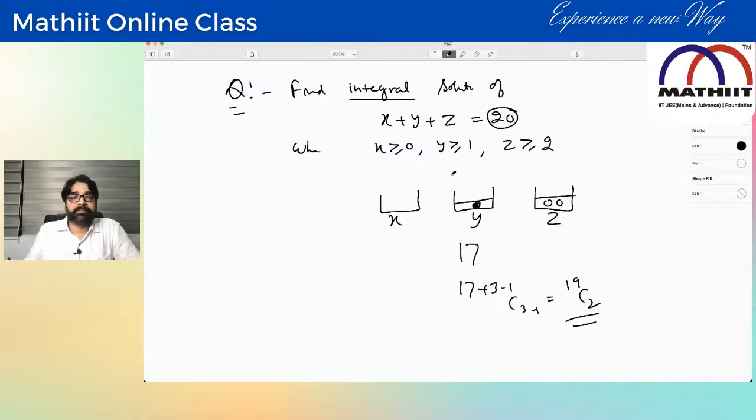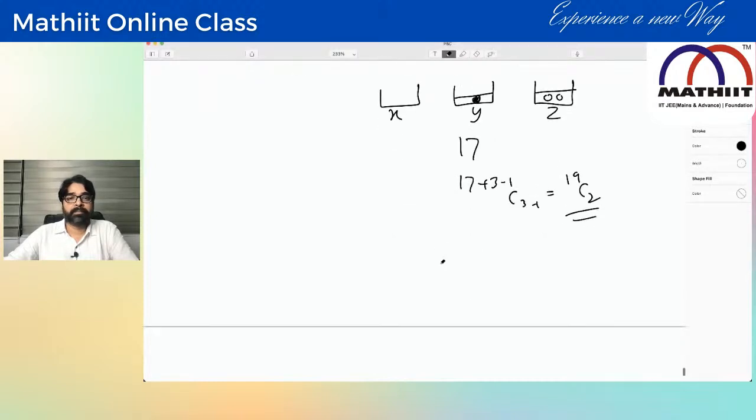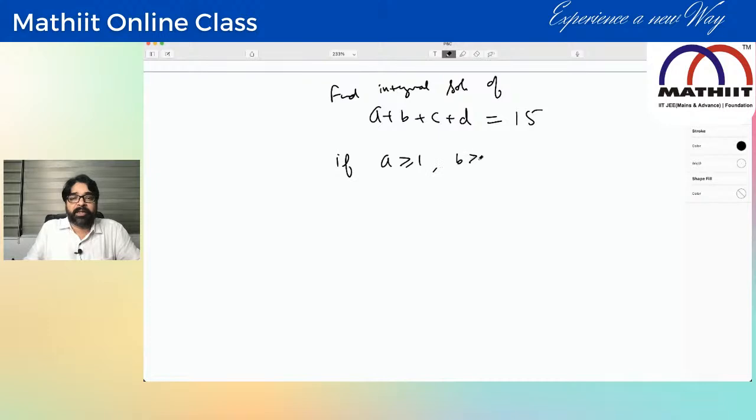I'm sure it's clear to everybody. If anybody did not understand, please let me know. Is it clear to everyone? Answer me this question, everybody. Quickly, no mistake. Find the integral solutions of A plus B plus C plus D is equal to 15, if A greater than or equal to 1, B greater than or equal to 3, C greater than or equal to 2, D greater than or equal to 5. Quickly, everyone.